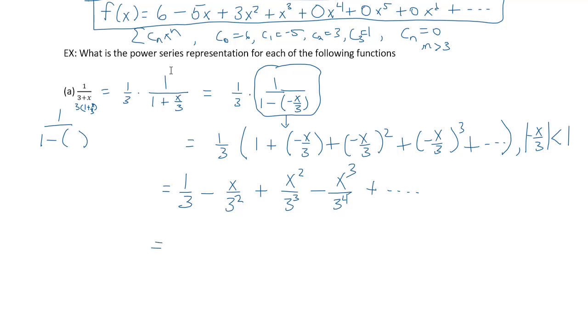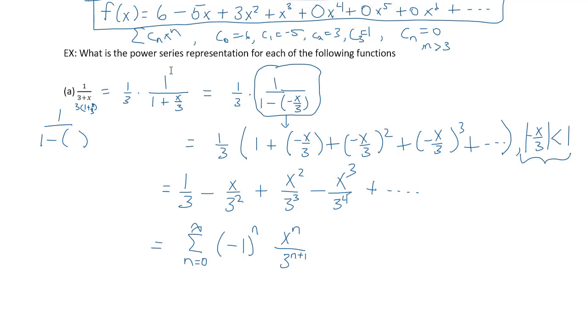So as summations go, this would look like the sum from n equals something to infinity. I think I'll go with 0. You have an alternating series, so it's a -1 to the n. That's going to give me positive, negative, positive, negative, positive, negative. My x's are all to the nth power, and my 3's are all to the next higher power, 3 to the n plus 1.